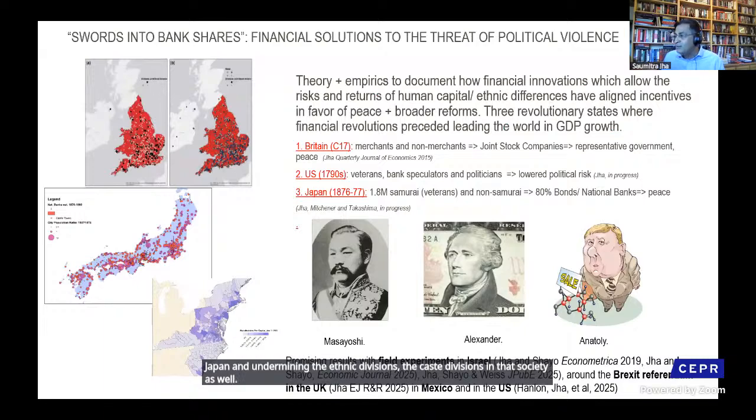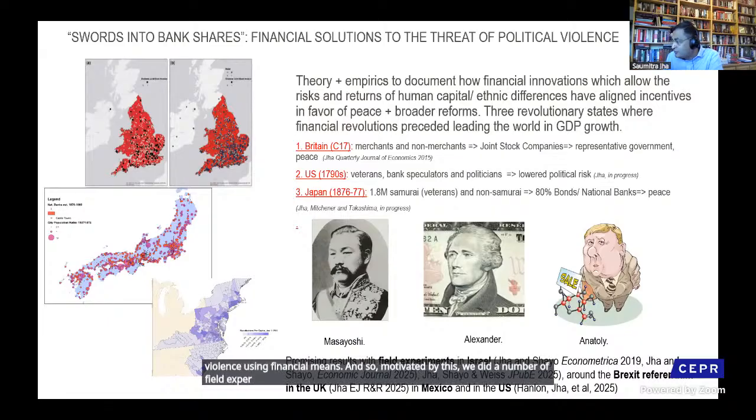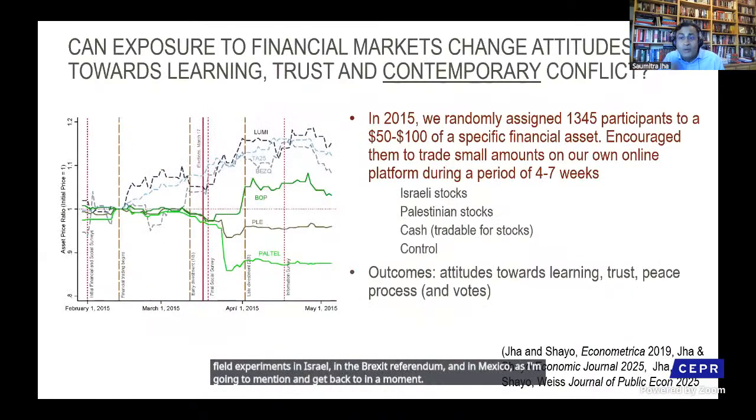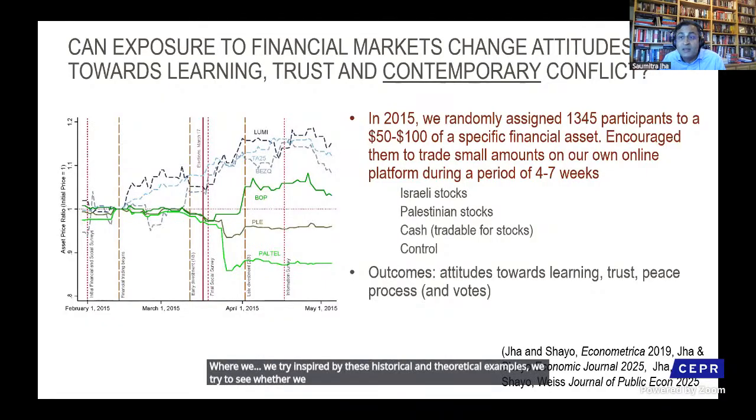More generally, we see these patterns in England, we see these patterns in America, where these political economy problem solvers have been trying to solve the problems of violence using financial means. And so, motivated by this, we did a number of field experiments in Israel, in the Brexit referendum, and in Mexico, as I'm going to mention and get back to in a moment, where, inspired by these historical and theoretical examples, we tried to see whether we could do something similar today.